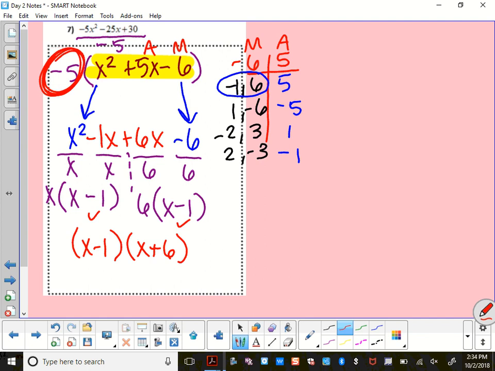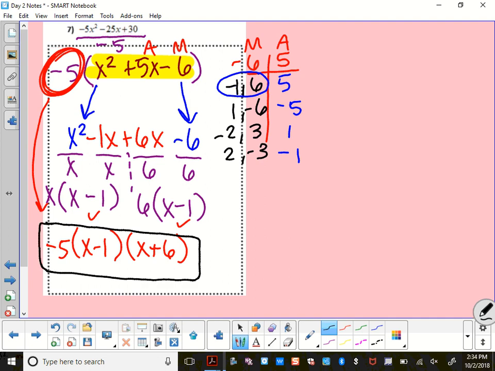Good question. What do I do with that negative 5? It doesn't go away. I'm just going to bring it down so it can join the party. That negative 5 will be in your actual answer. That's why I circled it, so you wouldn't get confused, you wouldn't forget it.